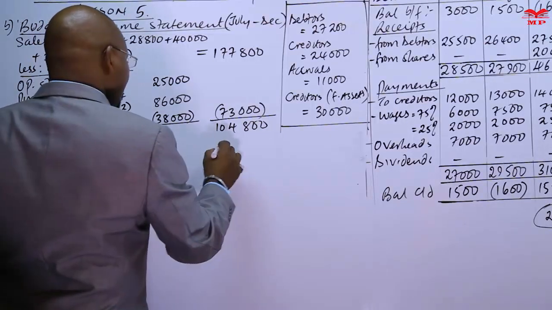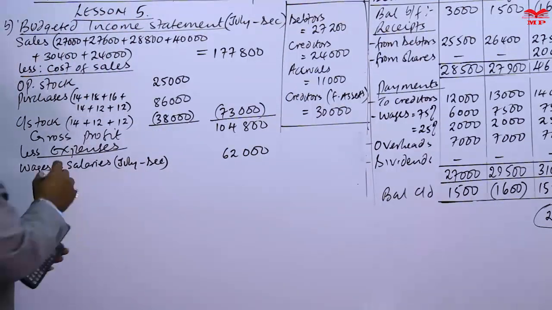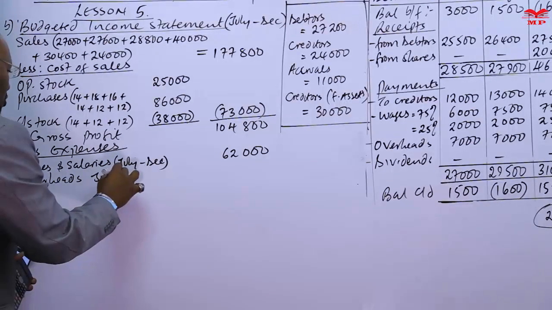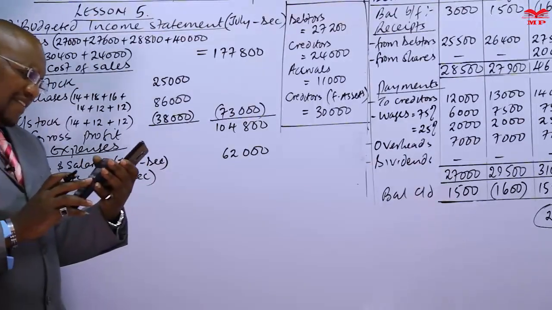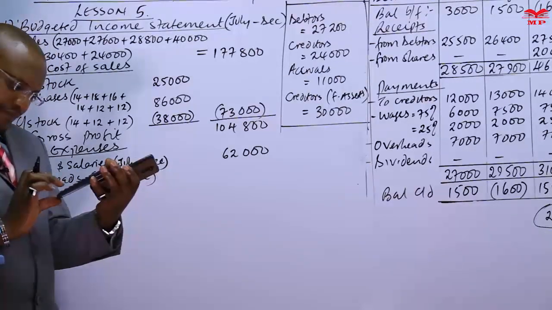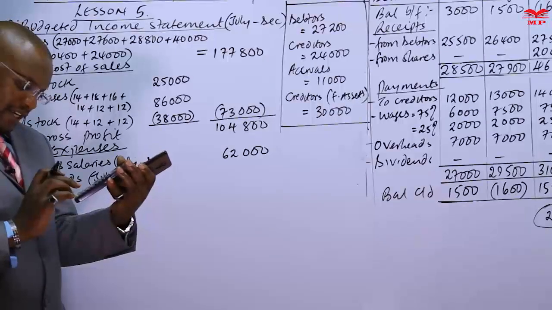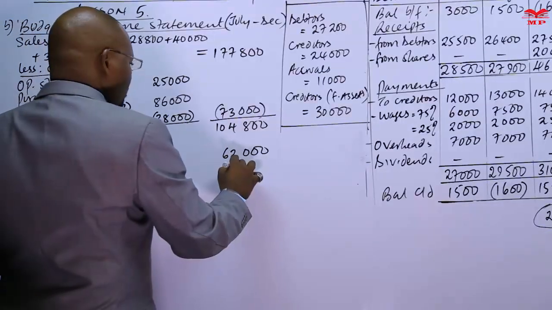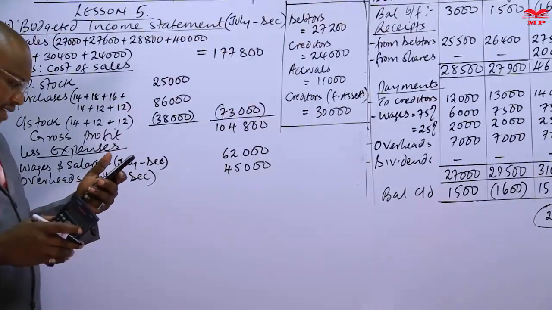This is wages salaries is 62,000. Then after wages, we have overheads. Still July to December, which when I add, I can get July is 7,000 up to September. Those are 3. So 7 times 3, that's 21. Then I have October to December is 8,000. So 8,000 times 3 is actually 24. So I'm having 45,000. As the overheads.